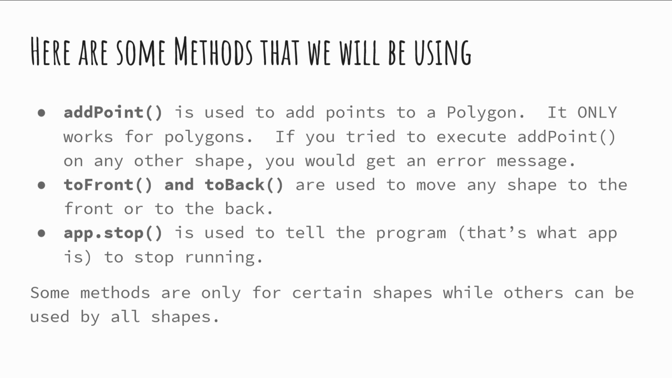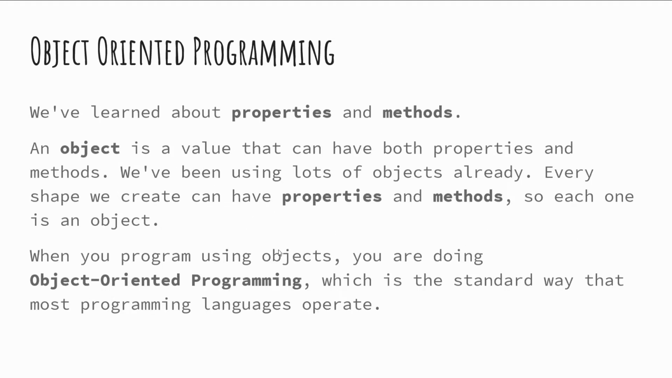App.stop is a method that is specific to the app object, which is the overall program that we're running. And app.stop will tell the program, hey, we're done, stop running the program. So for example, if you built something into your program that says, press the X key to end the program, if the user presses the X key, you could call app.stop, and that would end the program. So these are the three that we're going to start with, and we're going to use them in specific cases.